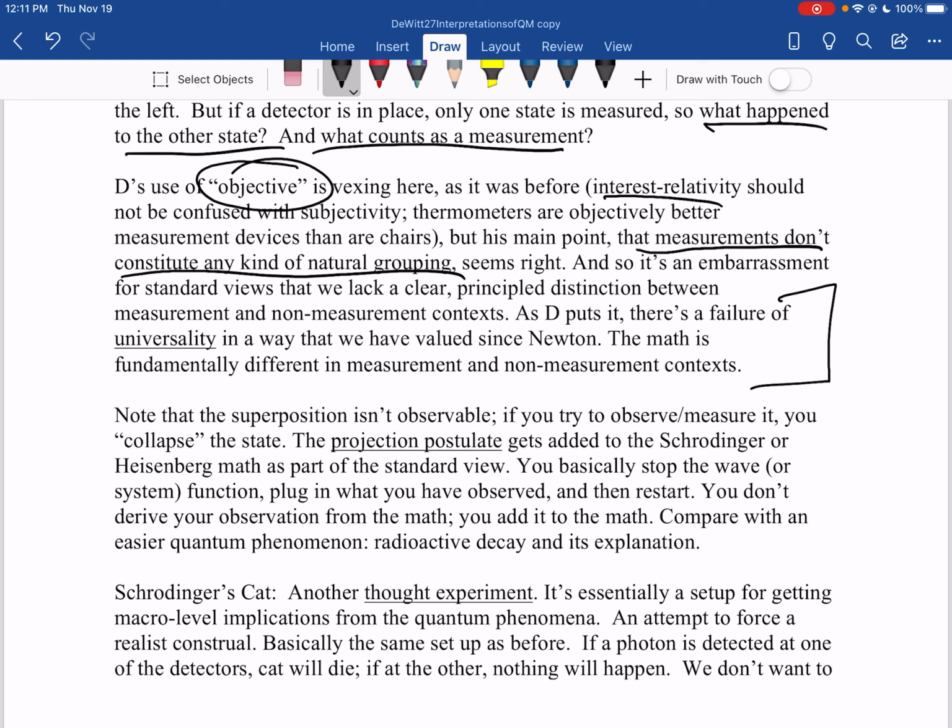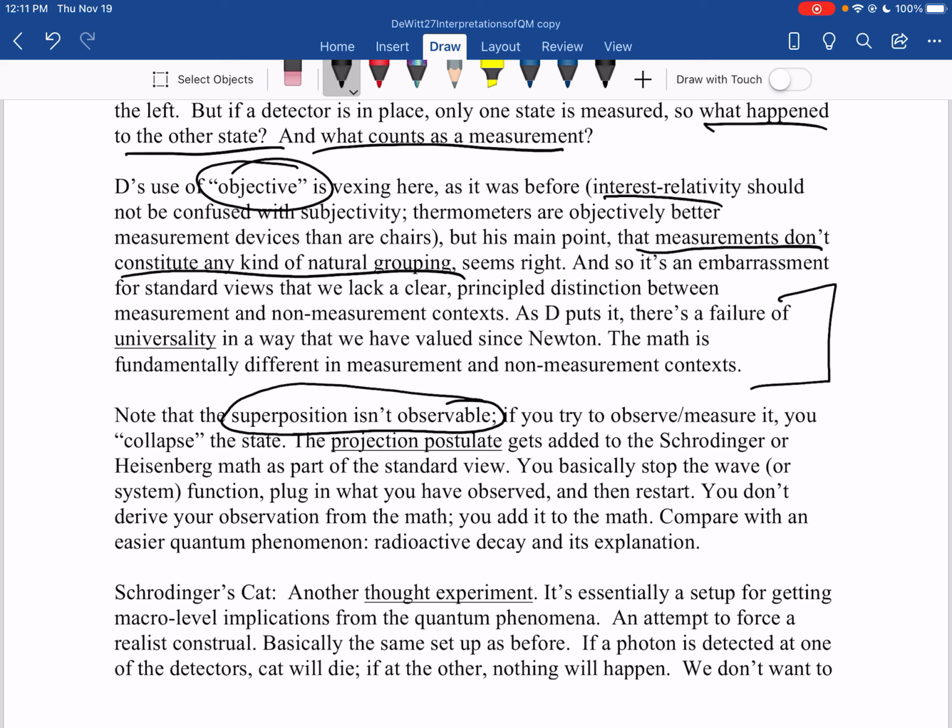All right, one thing to keep in mind is you cannot observe a superposition. All this stuff about interpretations of quantum concerns what's going on when we're not observing. The observations themselves were covered in chapter 26. Those are the quantum facts. But if you try to observe the superposition, you collapse it. This is called the collapse of the wave function.